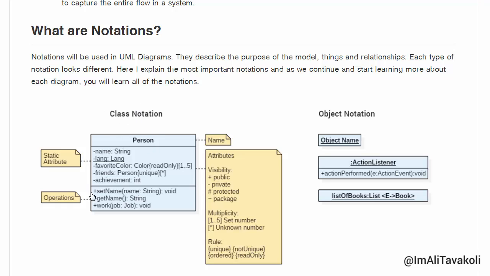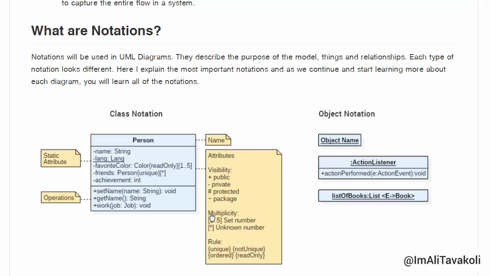Class notation, it looks like this. The name of the class is here. The attributes will be here. Operations will be here. Attributes, we show their visibility like this: public with plus, private with minus, protected like this, package like this. As you can see, the visibility is here. So name is an attribute which is private, and its type is string.